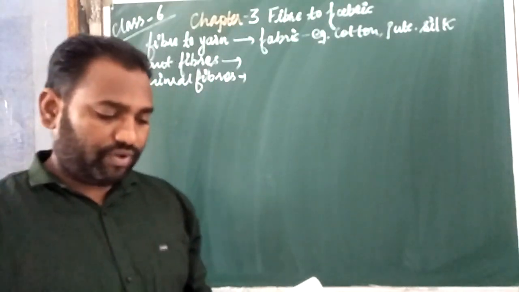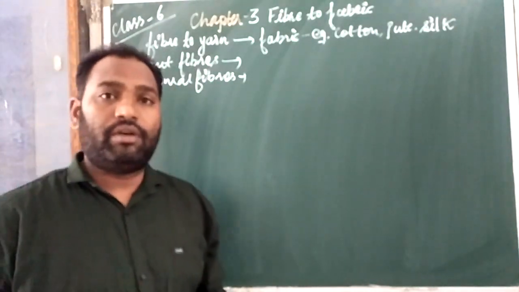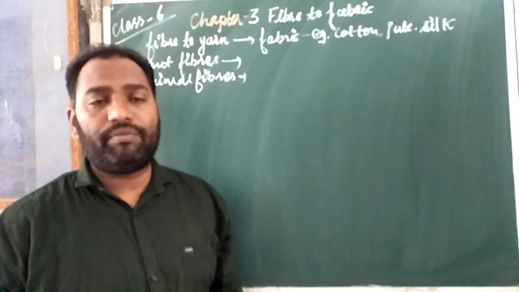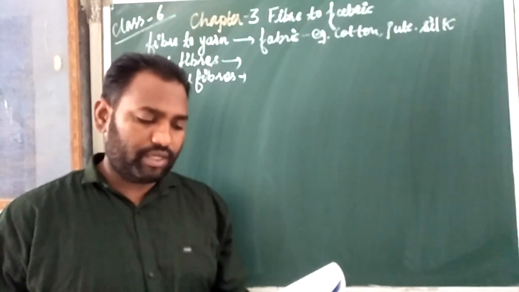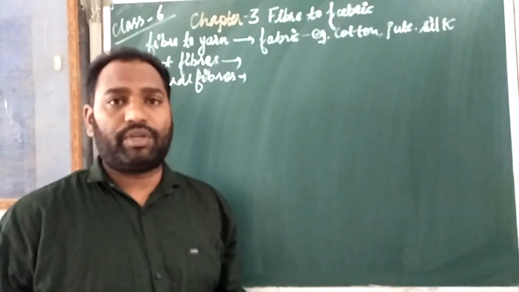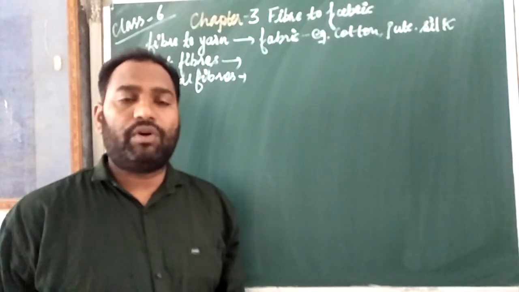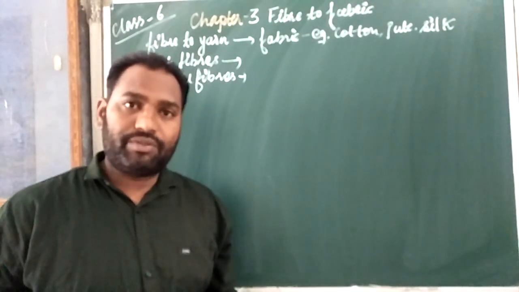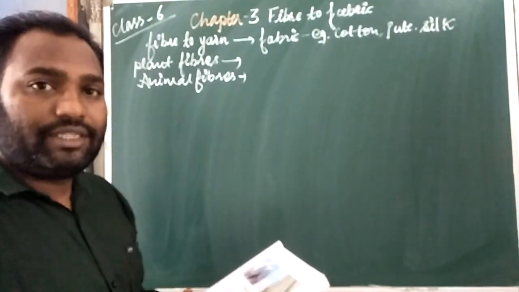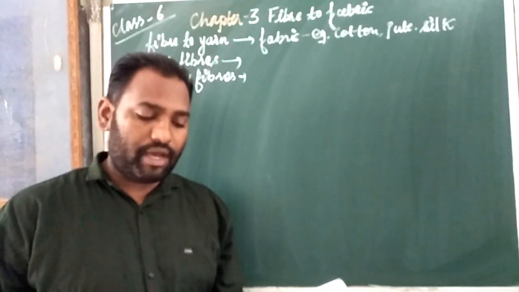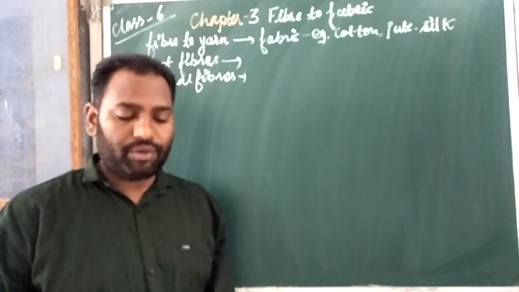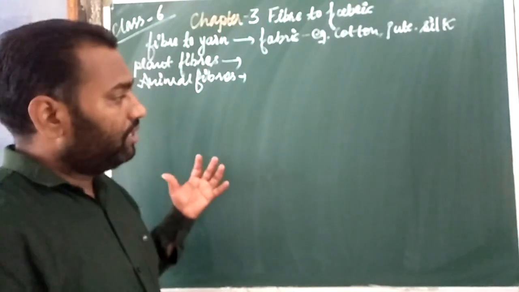So our chapter is Fiber to Fabric. It means how the fabric is made from fibers. So first, do you know what fabric is? Fabric means cloth, okay? Different types of cloth are used for other types of garments, like jeans, shirts, t-shirts. And often you visit a clothes shop to buy cotton or synthetic clothes. So you know about cotton and synthetic clothes.